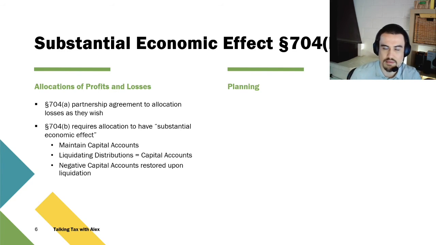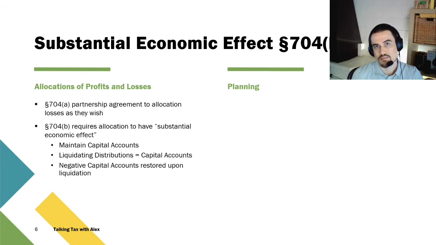Let's just say something like that, right? The math is not 90%, 10%, but you're not bound to that. You're bound to maintaining capital accounts. There must be liquidating distributions when the partnership's over, and negative capital accounts restored upon liquidation.